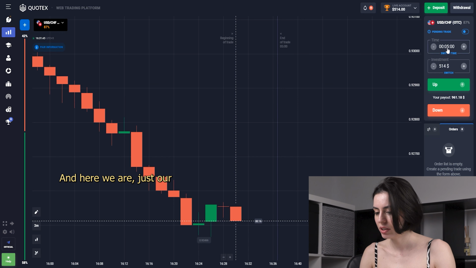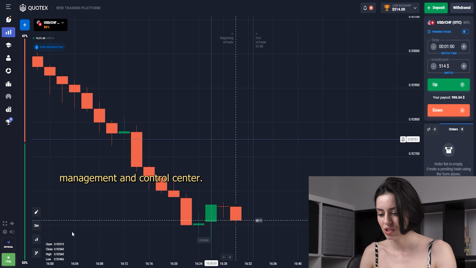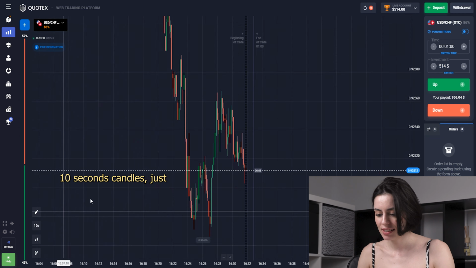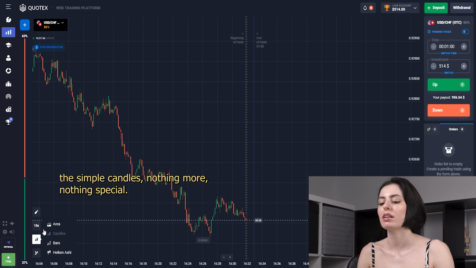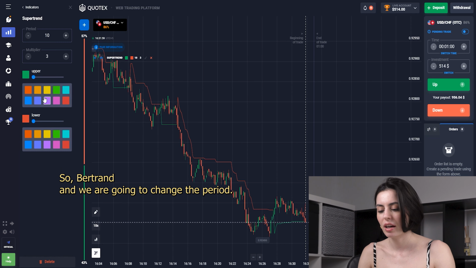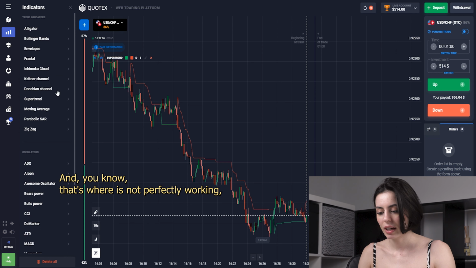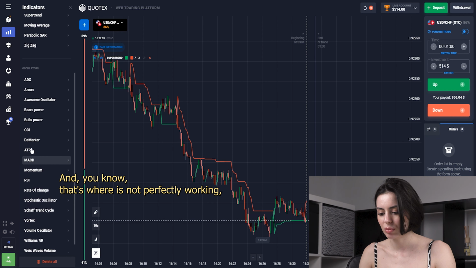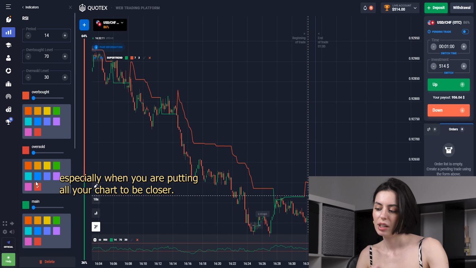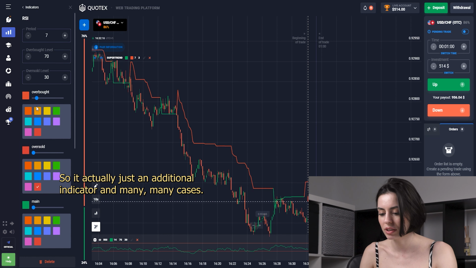And here we are, just our management and control center. 10 seconds candles, just the simple candles, nothing more, nothing special. Super trend, and we're gonna change the period. It's gonna be just like that and make it more thick. And you know that super trend is not perfectly working, especially when you're putting all your chart closer. So it's actually just an additional indicator in many cases.